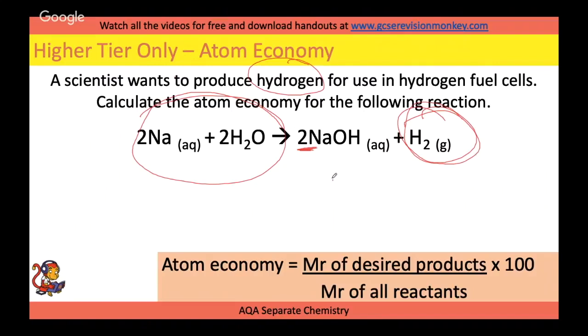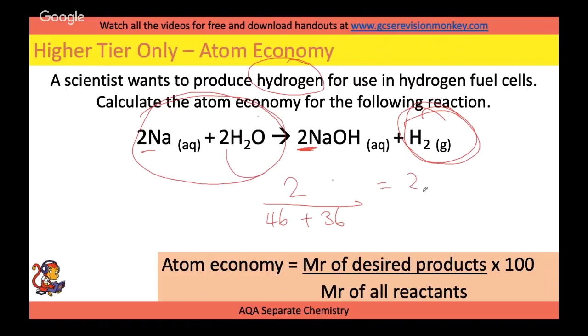So you do your hydrogen. So that would be 2, because 2 times 1 is 2, divided by 2 times 23, which is 46, added to 2 plus 16, which is 18, times 2 is 36. Now, you will be given these numbers, okay? You'll be given the relative formula masses, or they're on your periodic table. You don't have to learn them.